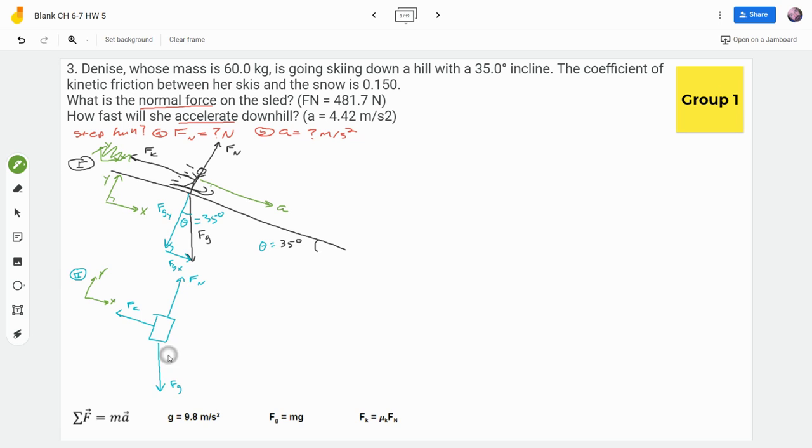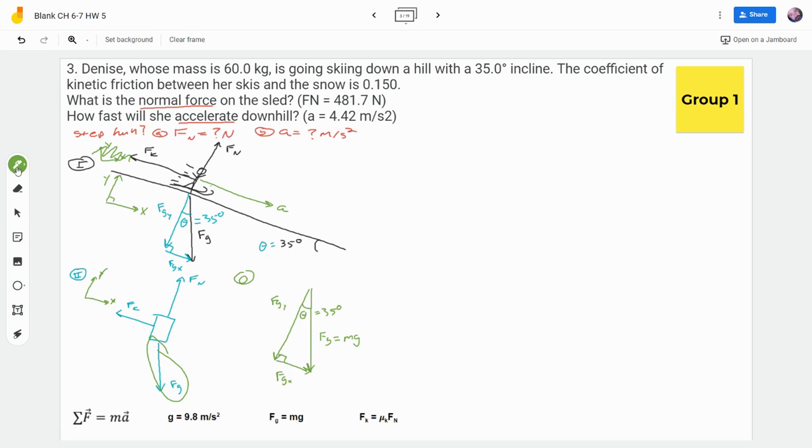Step 2, we've got to do a step 0 to our ugly vector, because we don't like ugly vectors. So step 0: our ugly vector is F sub g, going straight up and down. It has 2 components, F sub gy and F sub gx. This is a right angle. And this angle here, theta, equals 35 degrees. F sub g is equal to mg.